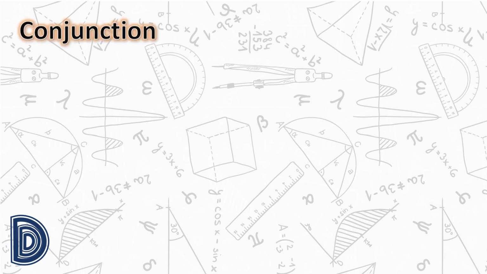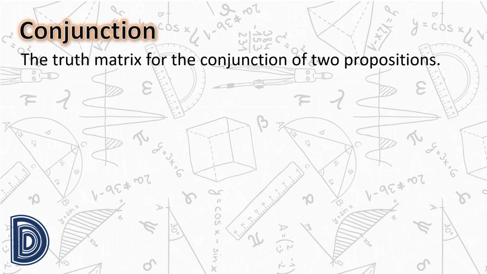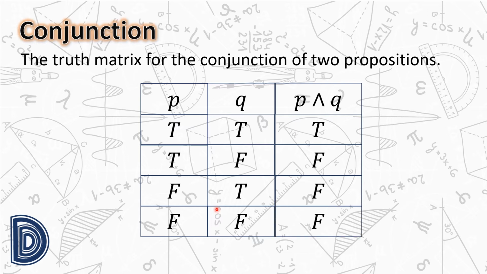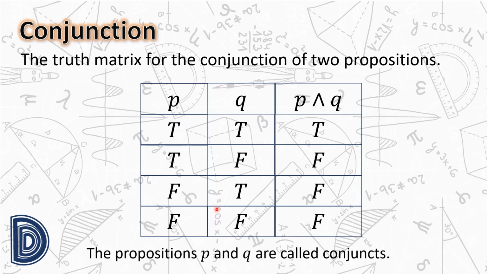Let us show the truth matrix for the conjunction of two propositions. Now we have two propositions P and Q. Again, we will have 4 rows in its truth table. So for the conjunction of propositions P and Q, if P is true and Q is true, then P and Q is true. Otherwise, P and Q is false. The propositions P and Q in the conjunction of the two propositions are called conjuncts.